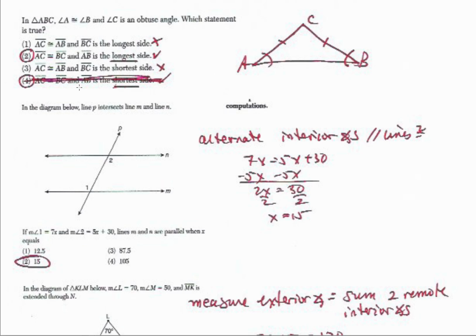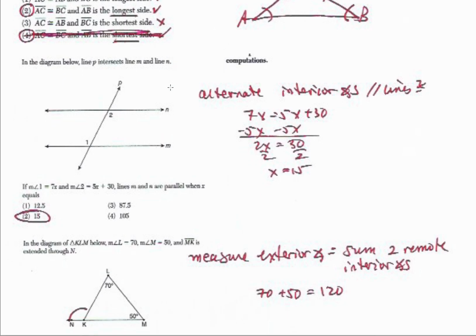Okay. For a second there, you see sloppy reading. For a second, I almost chose choice 4, but then I noticed it said shortest side. So when I realized that, I crossed it out. But choice 2 is the correct answer.